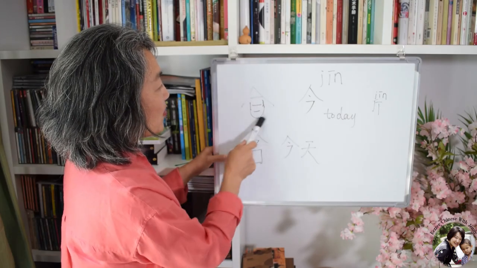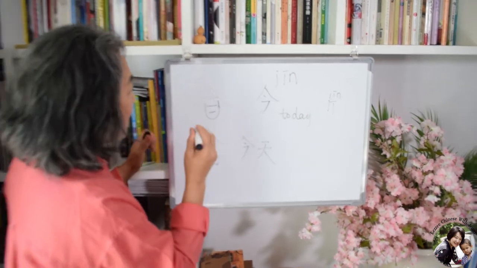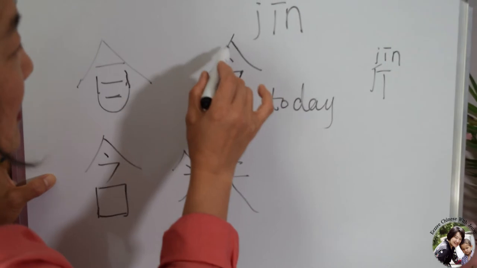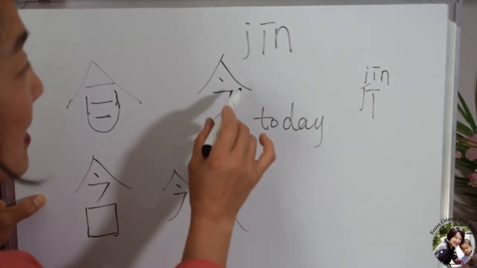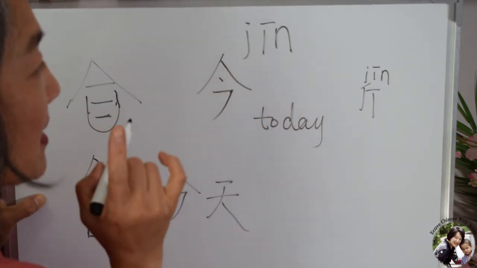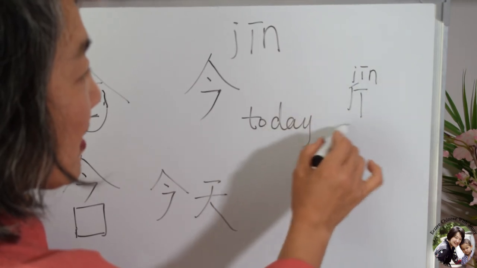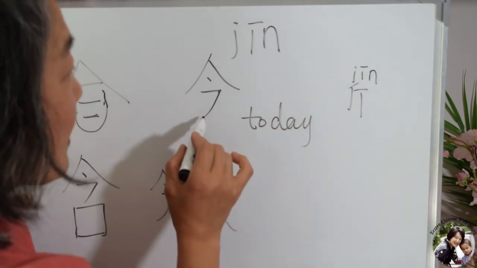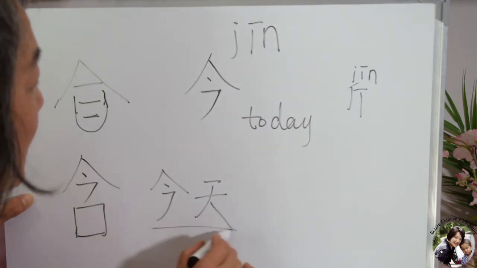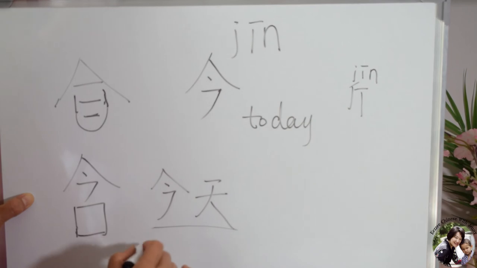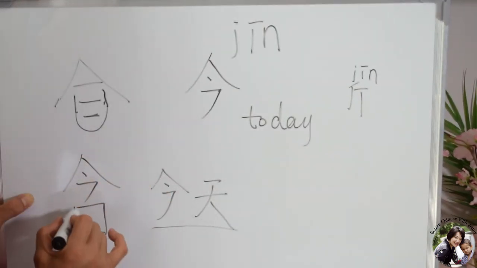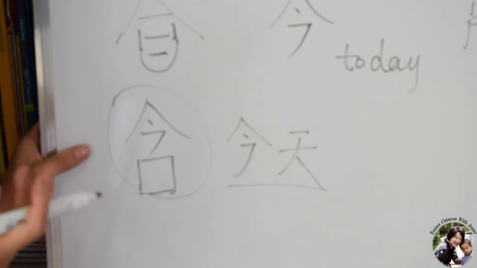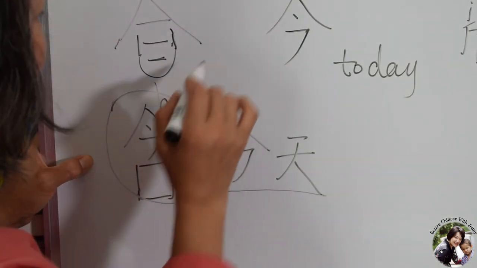This shape represents that you hold something in your mouth. And it evolved, currently the simplified version like this means today, the pronunciation is jin. The pronunciation is exactly like the character we just learned, the measurement of weight, 500 gram, which is also pronounced jin. This jin means today. We put this jin tian together. This word means today. And if we put a mouth below this jin, it means you hold something in your mouth. Han.